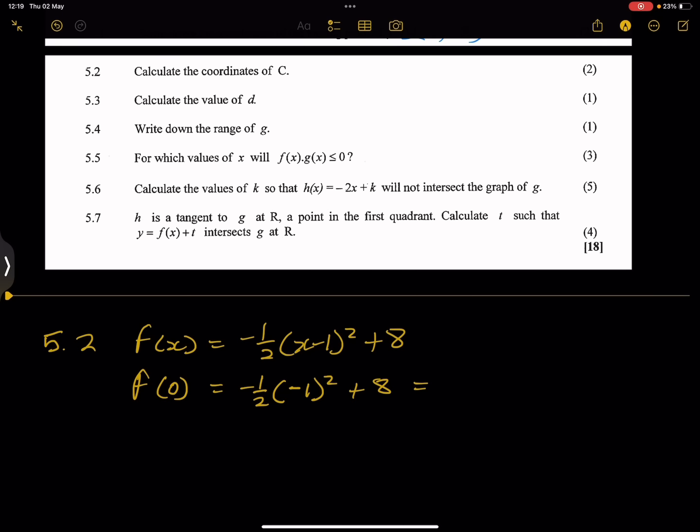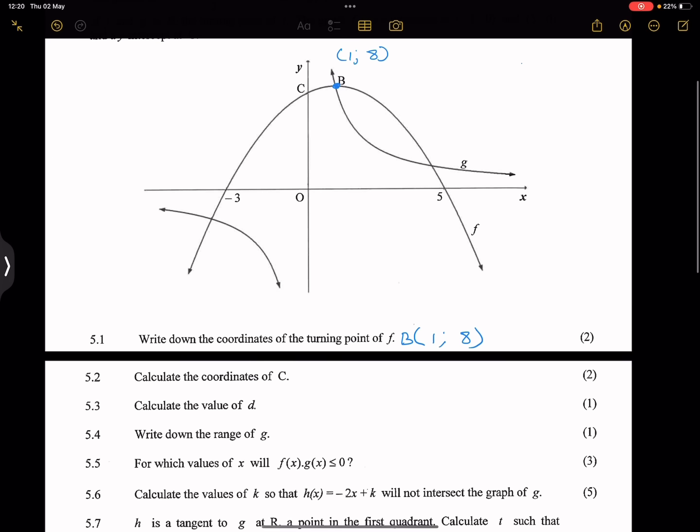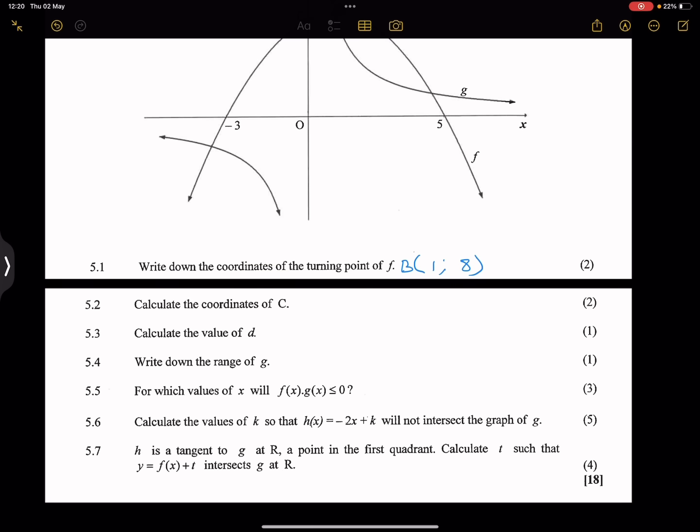So what should that give us? So we've got 8 and minus 1 over 2, right? So (-1) squared will be 1, times minus 1 over 2 will be minus 1 over 2. And so that will give us 7.5, or we can say that will be 15 over 2, right? So that value there should be 15 over 2. So the coordinates of C will be x is 0 and y is 15 over 2. All right, happy days.